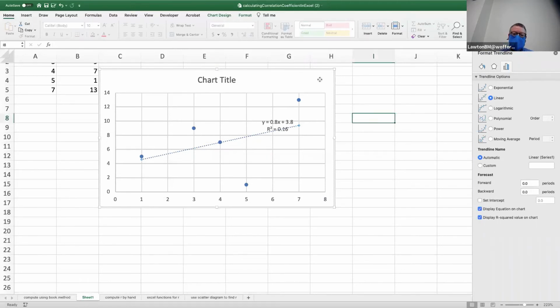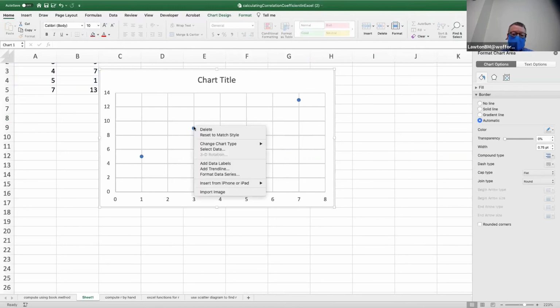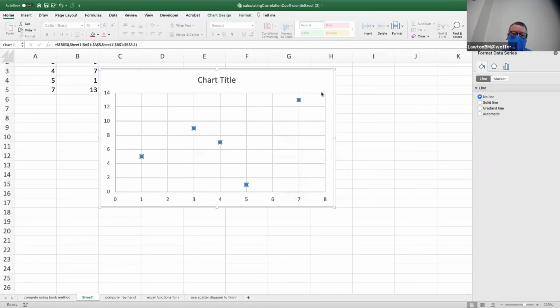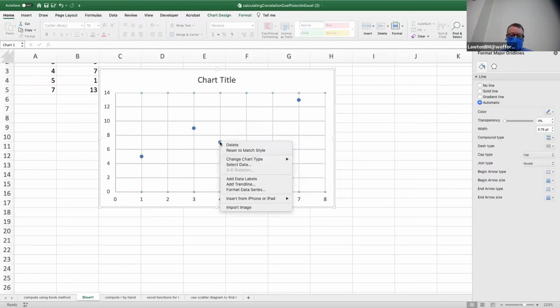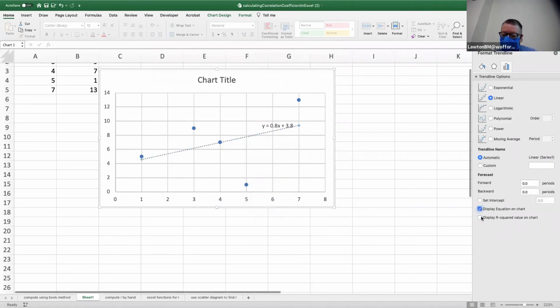So if you click the graph, did you get it? Right click on a point. You have to right click on a point. Is it not doing it? So I add the trend line, and then I pick the bottom two ones.